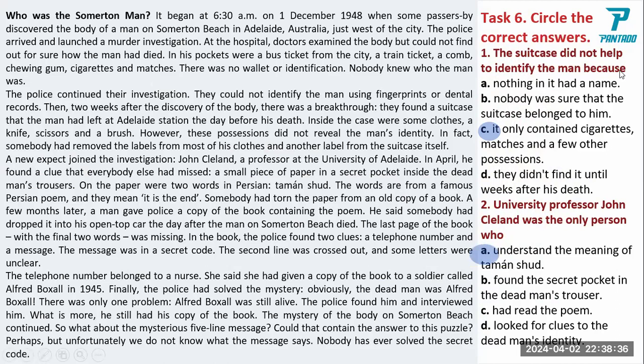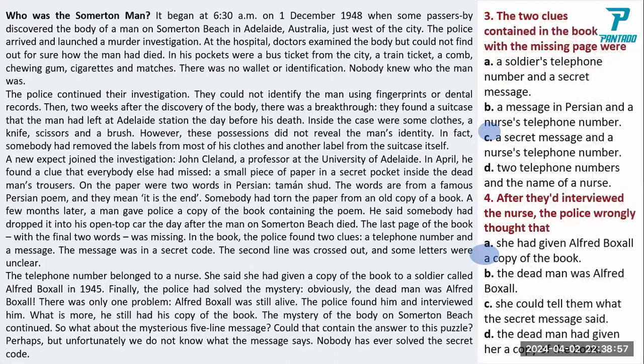The suitcase did not help to identify the man because nothing in it had a name. So there is no name. University Professor John Cleland was the only person who found the secret pocket in the dead man's trousers. Okay, number three.